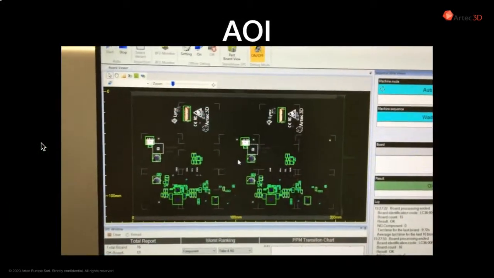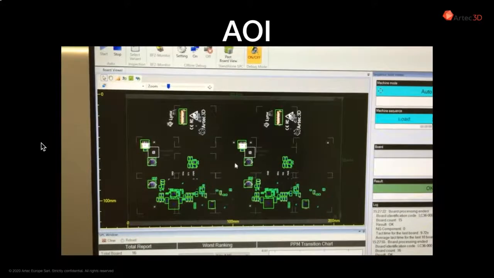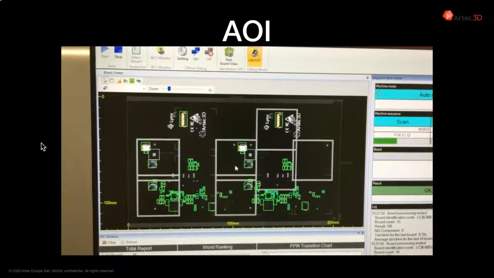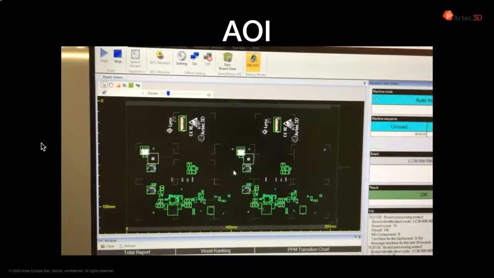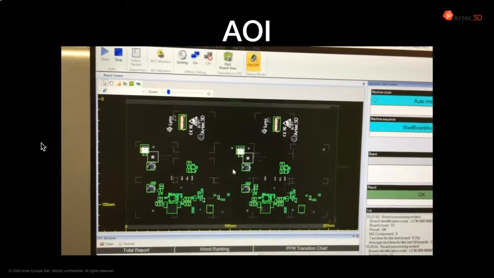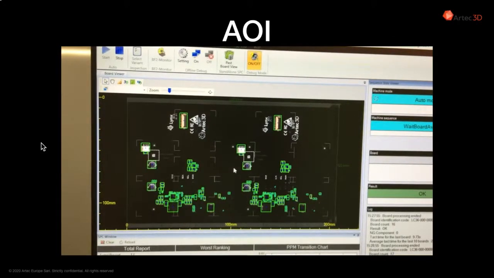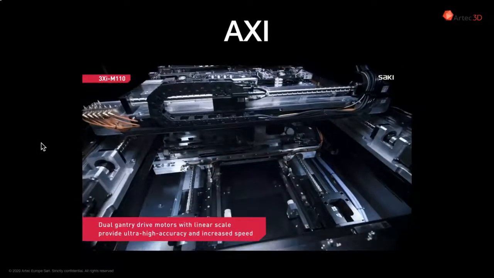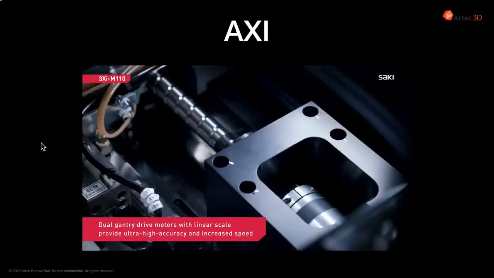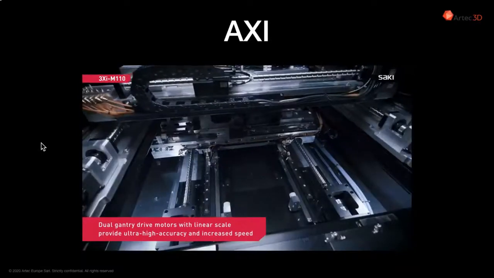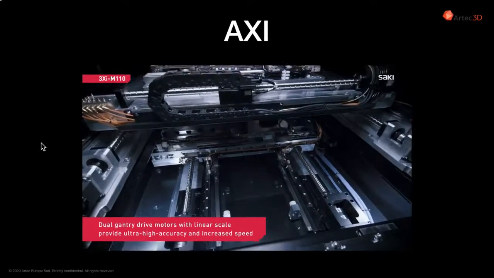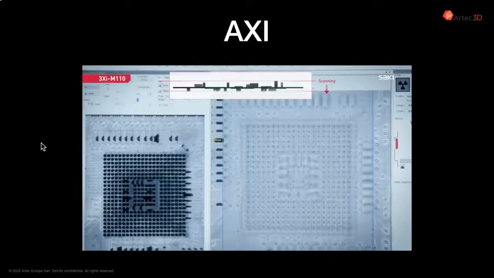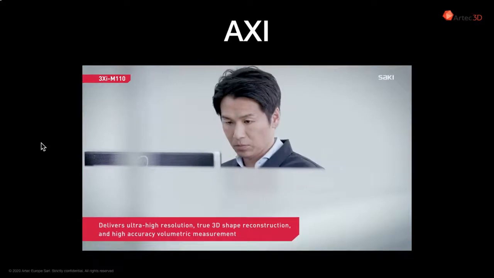So AOI, how it works: it looks onto the assembled PCB and checks if the component is in the right position, if it has the solder joint, of course, only in those cases if the solder joint is visible. Otherwise, only AXI, the X-ray machine, may help you to see it. The X-ray machine we don't have in our internal manufacturing, but we will be happy to order it, and we have a plan for that for next year.